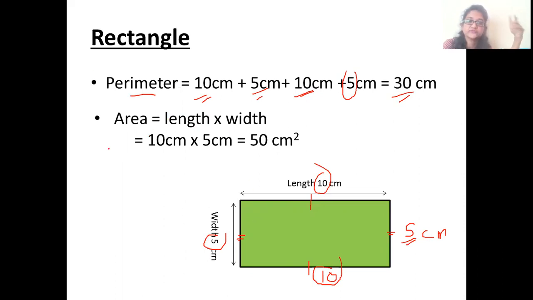To find the area, we multiply length and width. Length is the longest side and width is the shortest side. So that is 10 multiplied by 5, which is 50 centimeters square. That's all about the perimeter and the area for the rectangle.